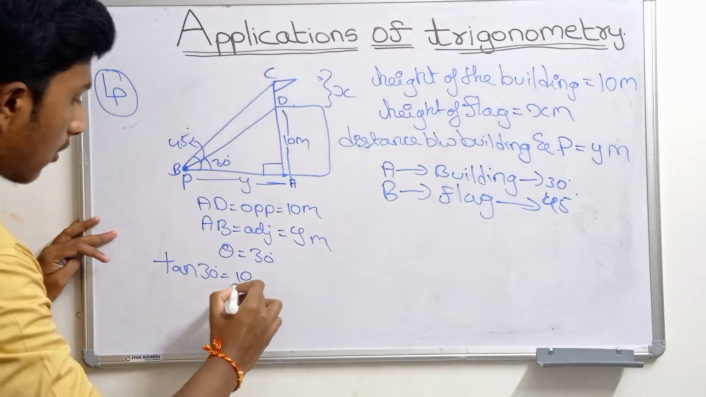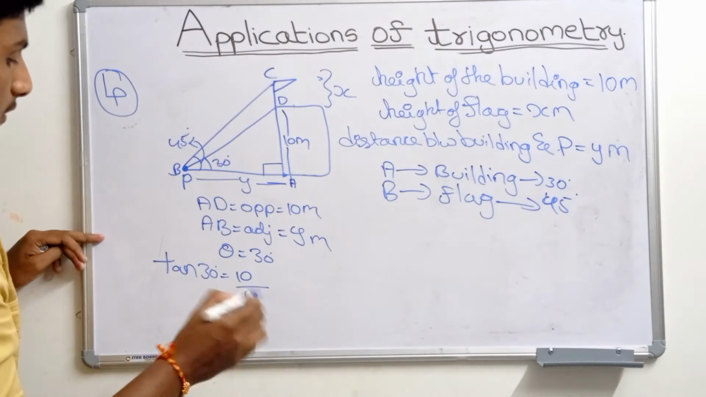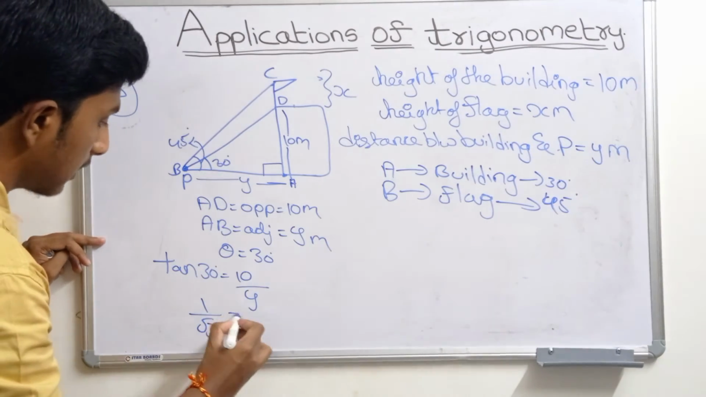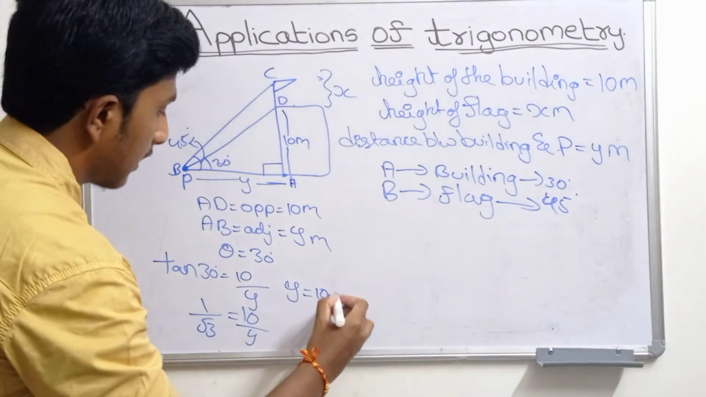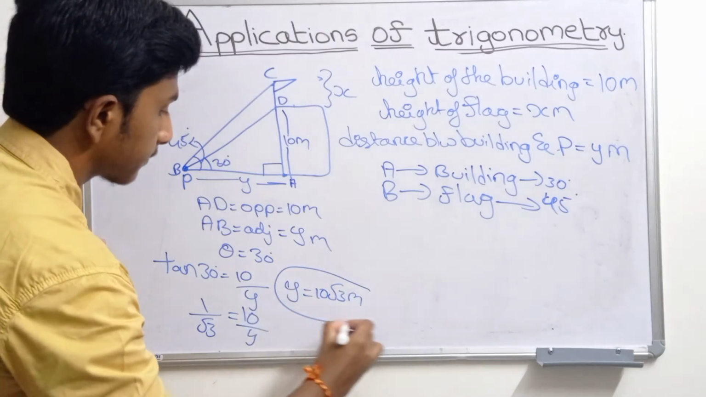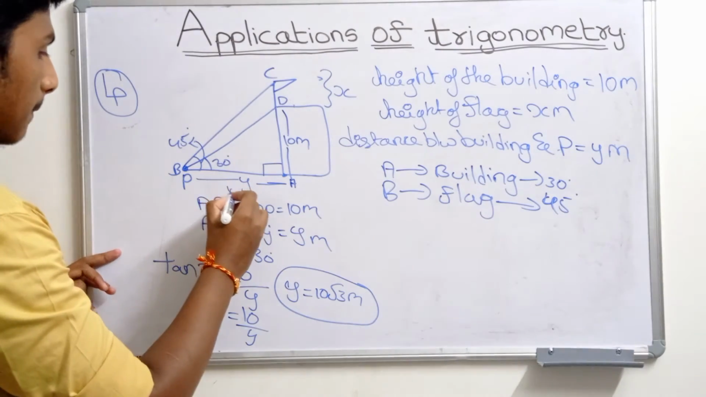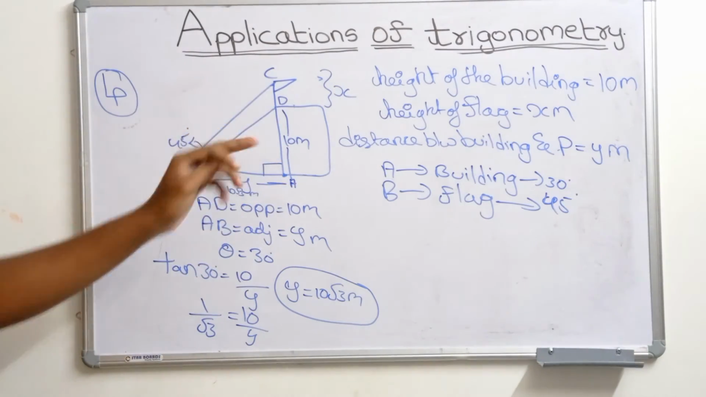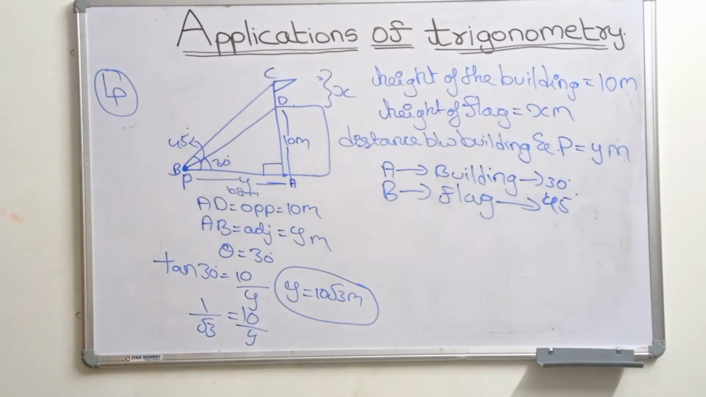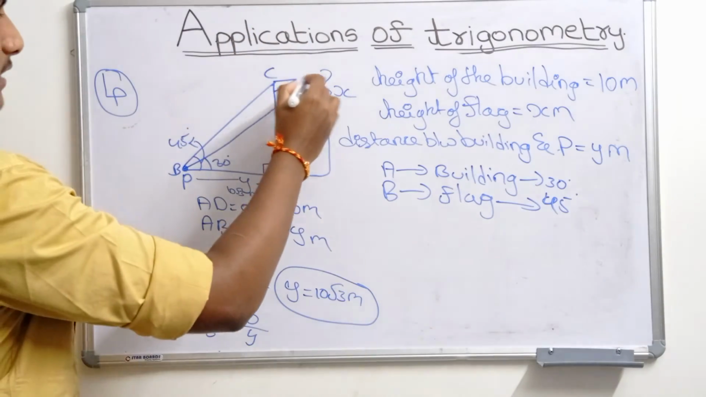Tan 30 degrees is equal to opposite by adjacent. Tan 30 is equal to 1 by root 3. So we can go with 1 by root 3 equals 10 by y, whereas y is equal to 10 root 3 meters. The value of y is 10 root 3 meters, guys. That means the distance between the bottom of the building and the point P is 10 root 3 meters. Now we take the big triangle including the flag, which we considered as x.